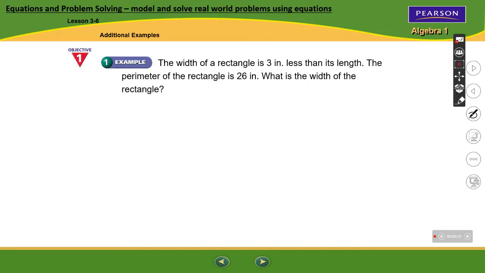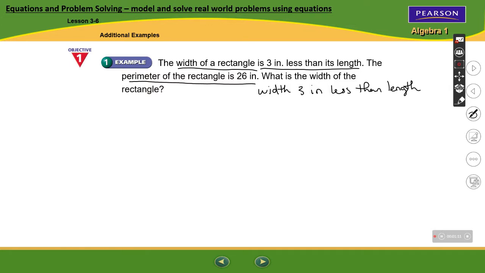All right, so the width of a rectangle is 3 inches less than its length. And the perimeter of a rectangle is 26 inches. So, first thing I'm going to do is gather some information. And I'm noticing that the width of the rectangle is 3 inches less than its length. So I'm going to write that. Width, 3 inches less than length.